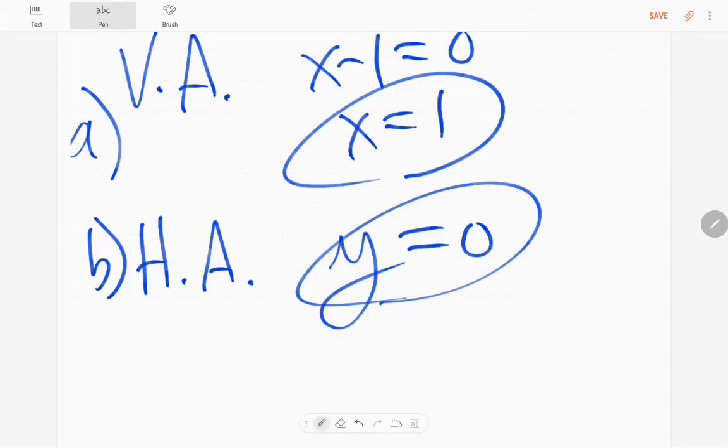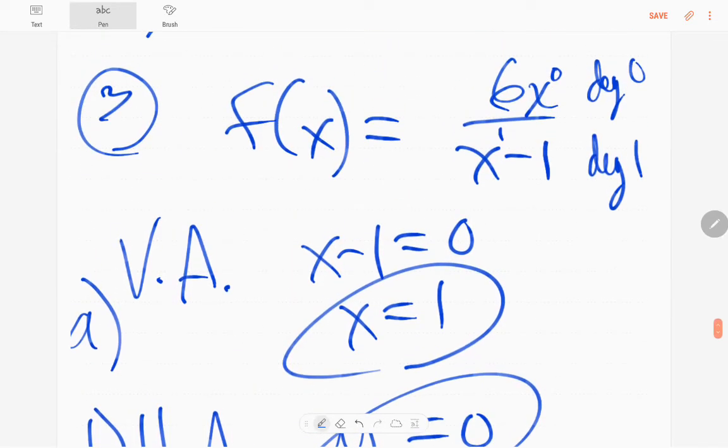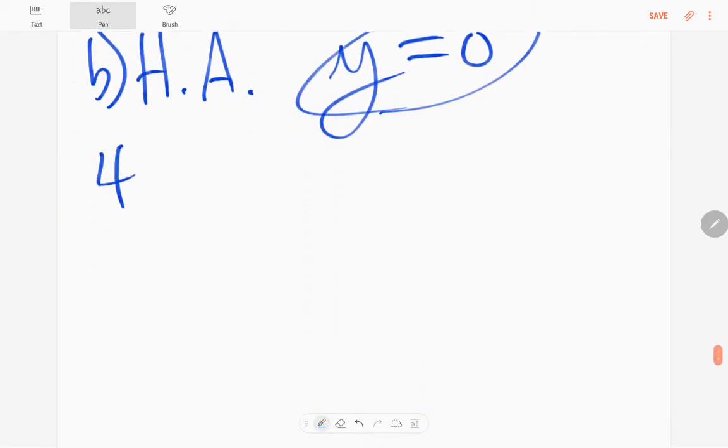So for the vertical asymptotes, it's always x equals constant. The horizontal asymptotes are always y equals constant. Make sure you put it in that form or it'll mark you wrong. Here's another one. Same instructions.